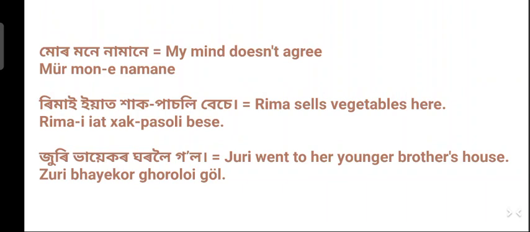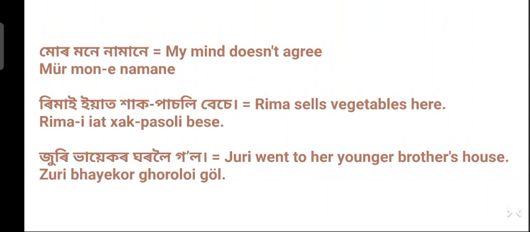Second example, Rima yat khak pasoli bese means Rima sells vegetables here. Rima means Rima. Yat means here. Khak pasoli means vegetables. Bese means sells. Here Rima gets the E suffix because Rima does the work. She is the subject, so Rima gets the E suffix. The E suffix is added because Rima ends with A, so A gets the E suffix. Rima yat khak pasoli bese.